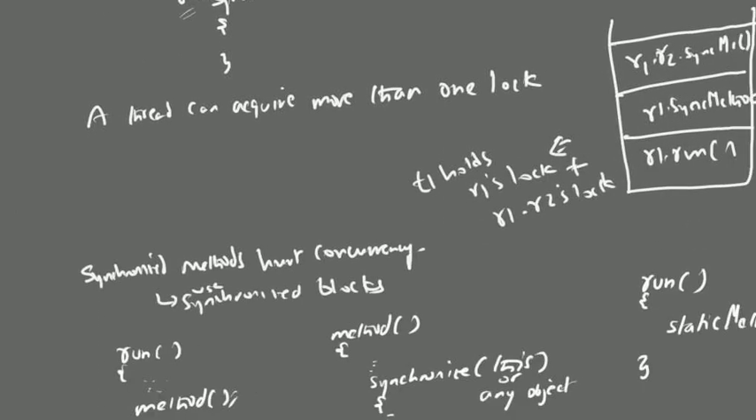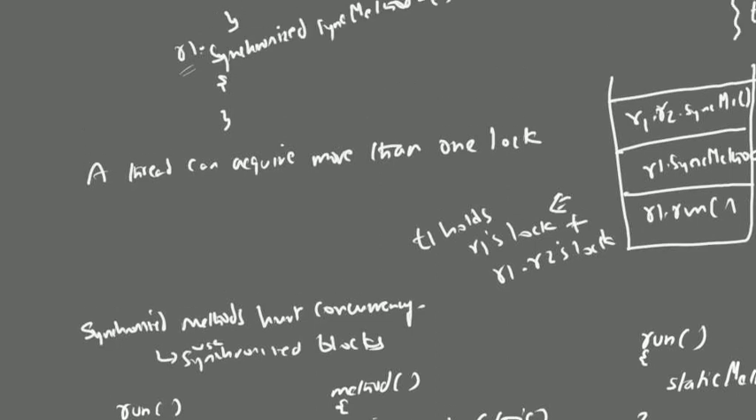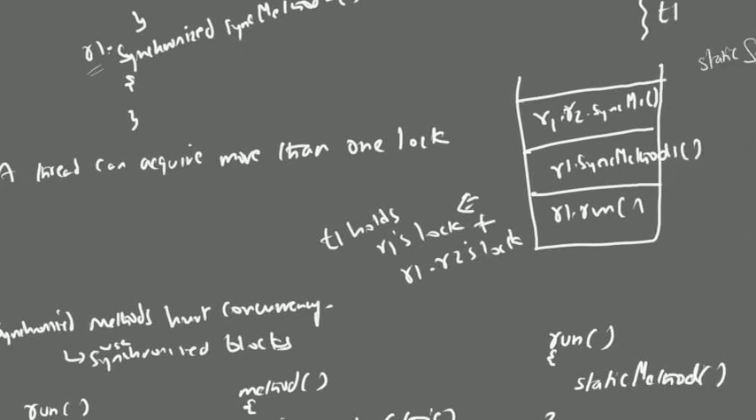So a thread can acquire more than one lock. In this case, before executing this method, T1 acquires the lock of R1, and if within this method you were to invoke synchronized method 1 on R2, which is a different instance, then T1 gets the lock of R2 as well.